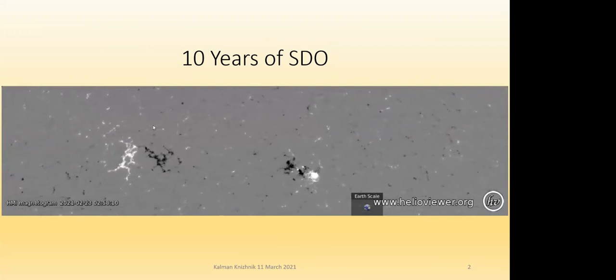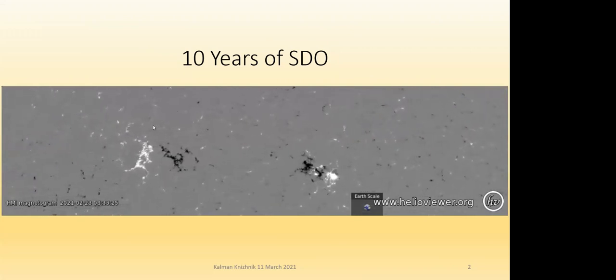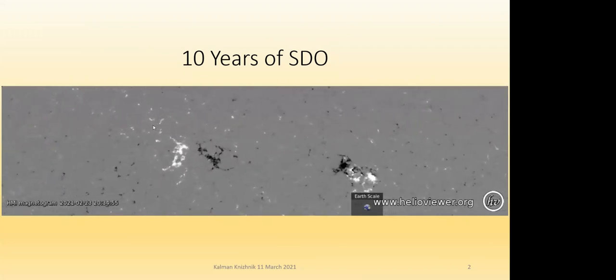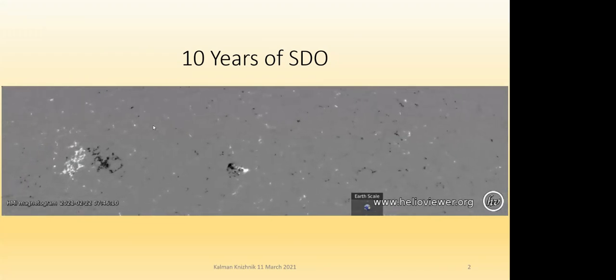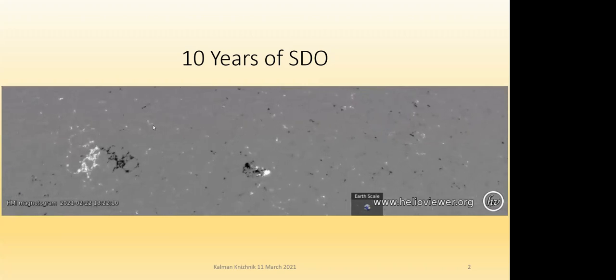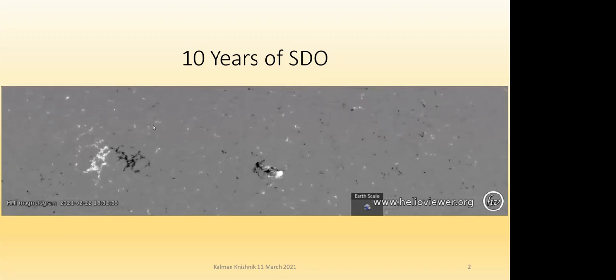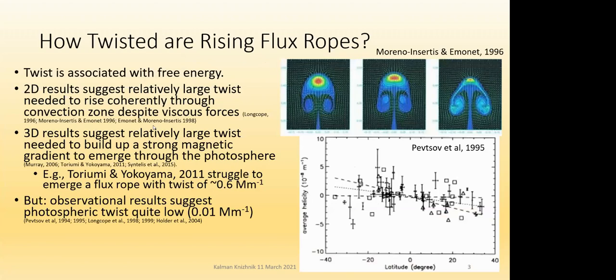And really what we're trying to understand is, how does this flux get there? How does it rise in the convection zone? How does it emerge through the photosphere? And then what does it do in the corona? And really the only way we can answer that is through modeling right now. So the specific question that I'm looking at is, how twisted are rising flux ropes? The reason that it's important is because twist is typically associated with free energy, and so we want to get a sense of how much twist is on these things.